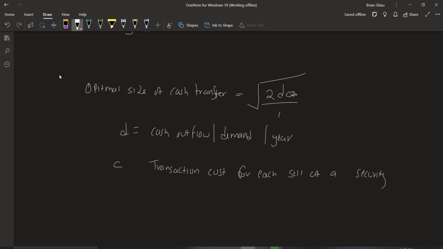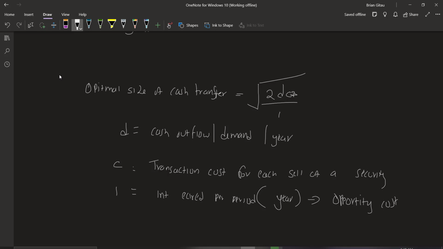Then we have I, the interest rate per period. And per period we mean per year. This can also be the cost of holding cash rather than investing it, what we are calling opportunity cost. So that will be the optimal size of cash transfer.